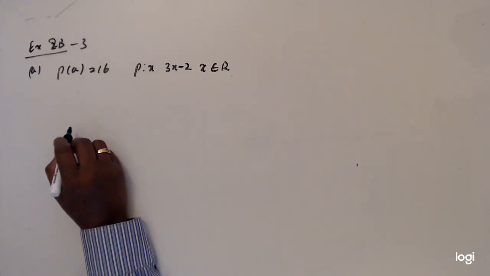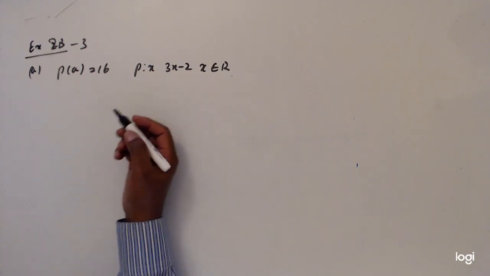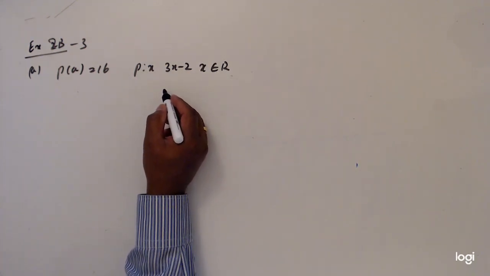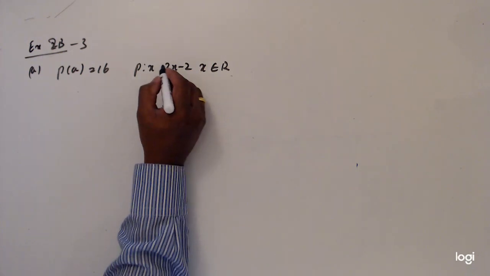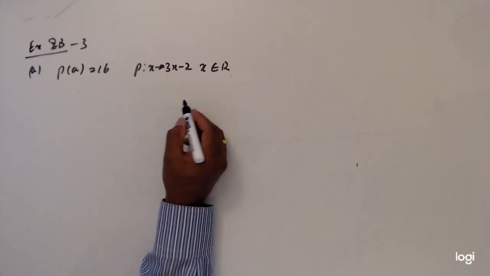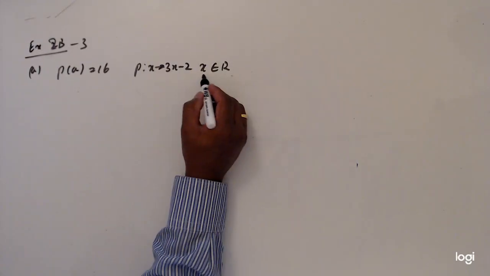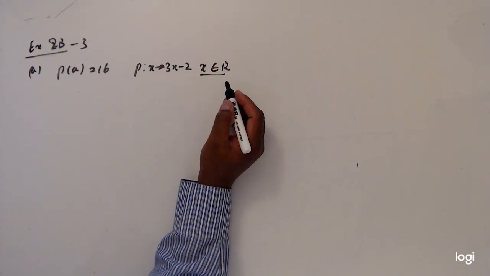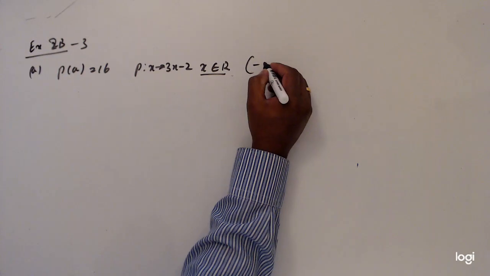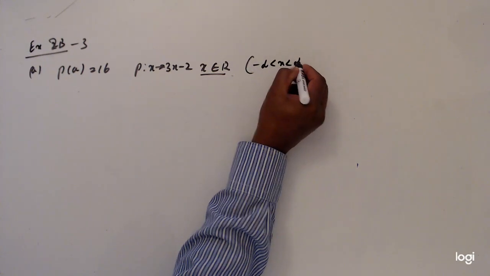Question number 3, part A. This is a way of writing a function. The same thing we can write. So this is the domain: x is an element of the real numbers. Also, you can write minus infinity less than x less than positive infinity.